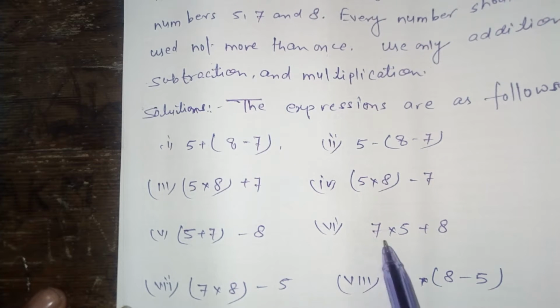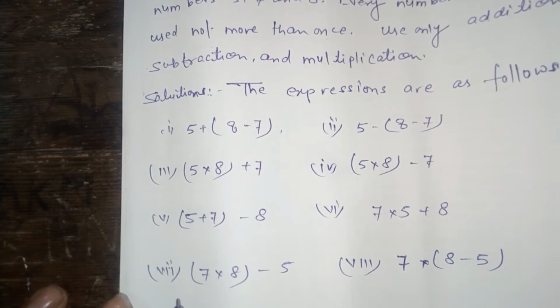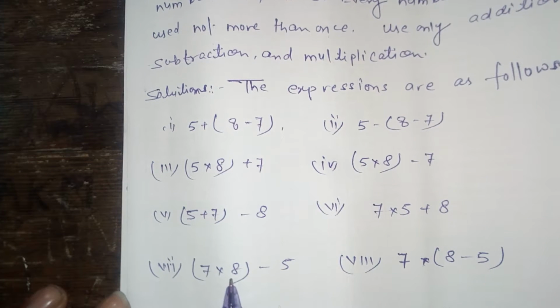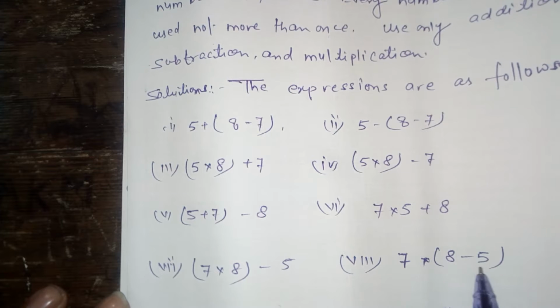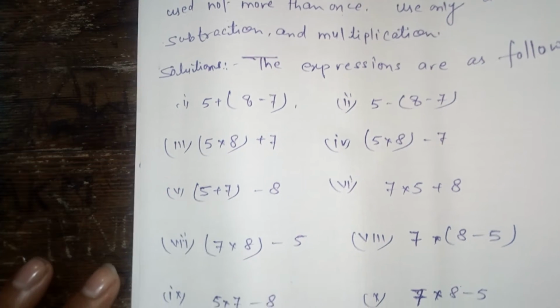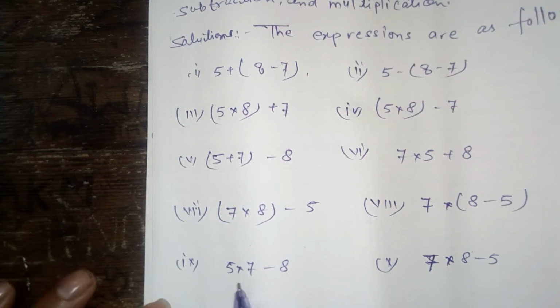Sixth expression is 7 into 5 plus 8. Seventh expression is 7 into in bracket 8 minus 5. Your eighth expression is 7 into in bracket 8 minus 5. Ninth expression is 5 into 7 minus 8. Tenth expression is 7 into 8 minus 5.